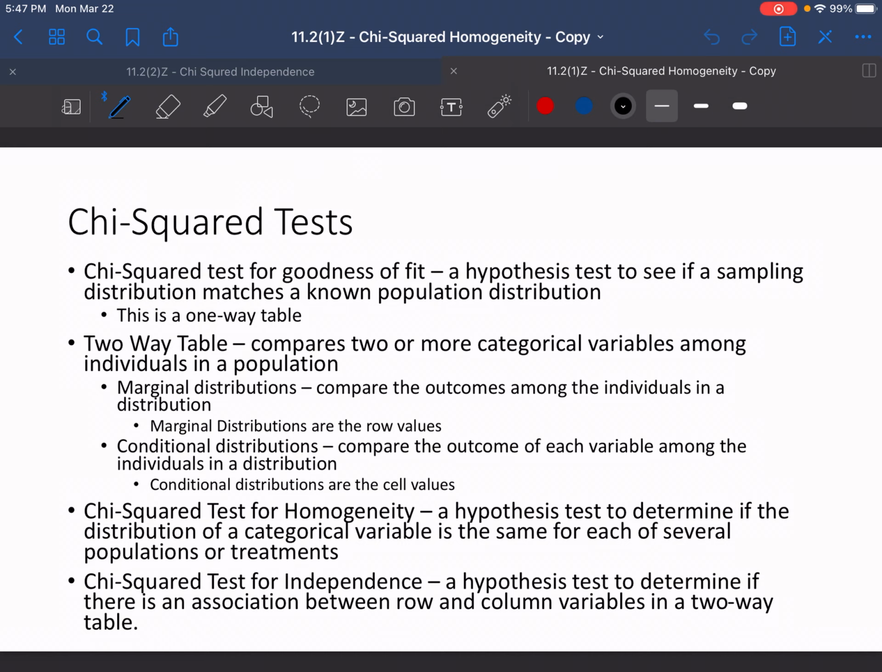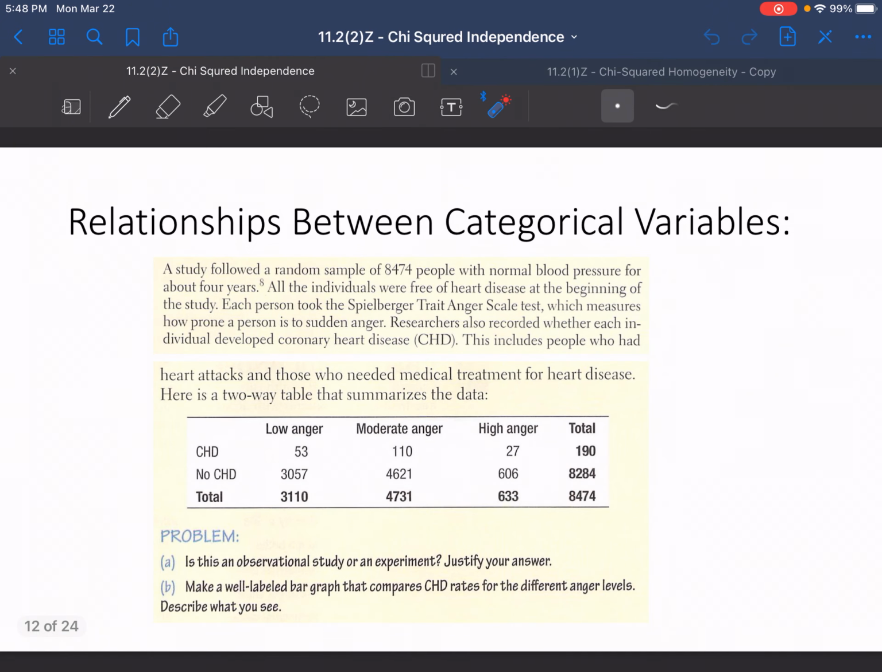So again, the definition for a chi-squared test for homogeneity is a hypothesis test to determine if the distribution of a categorical variable is the same for several populations or treatments. So you're trying to see if one categorical variable is the same for several populations. A chi-squared test for independence is really only testing one of those things. It's a hypothesis test to determine if there is an association between a row and a column variable in a two-way table. And we'll show you an example to give you a distinguishing factor between the two tests.